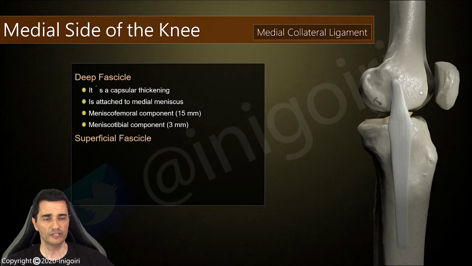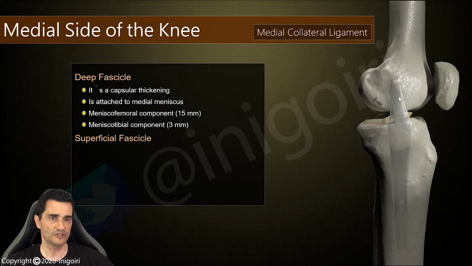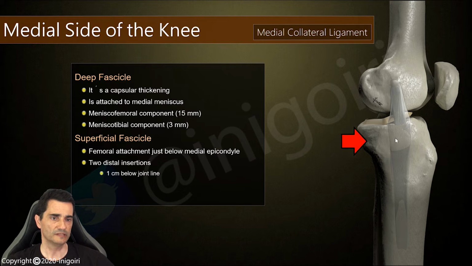The superficial component is longer and larger than the deep component, and let's make it transparent, and you can see here the relationship between the superficial and the deep components. Its origin is just below the epicondyle, and it has two distal insertions, one 1 centimeter below the medial joint line, and the second one 7 centimeters below the medial joint line.